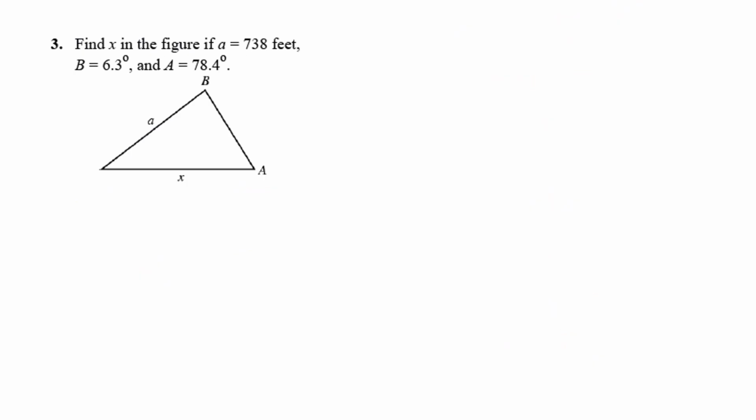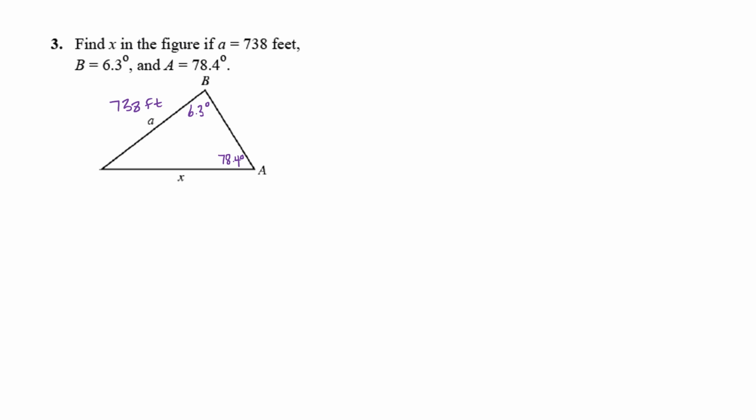Okay, example 3. Find x in the figure if a equals 738 feet, B equals 6.3 degrees, and A equals 78.4 degrees. So we've been given some values. We have a visual here that's been labeled, but now let's input the values that are given to us. We know a is 738 feet. We know B is 6.3 degrees, and we know A is 78.4 degrees. And we're trying to find x.